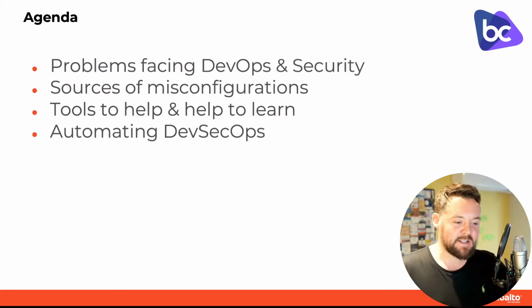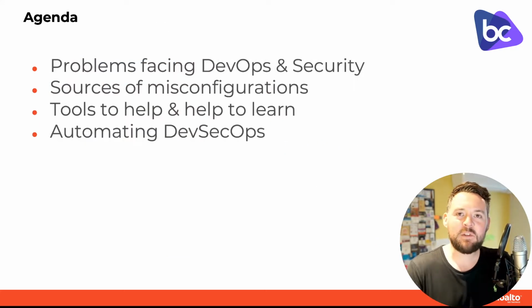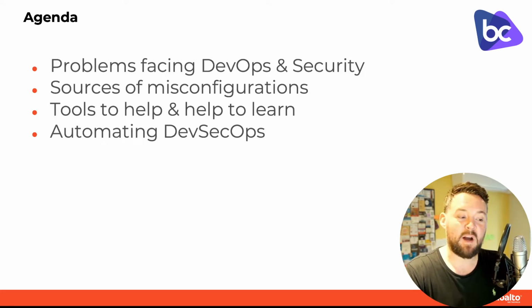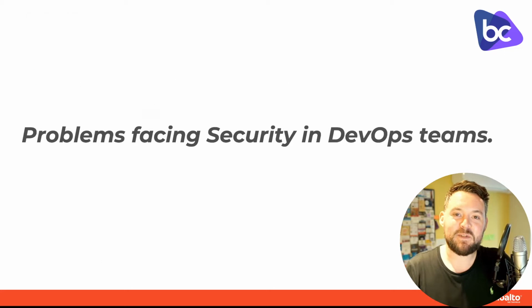Which brings us to today's session. Let's have a look at some of the problems facing DevOps and security. Once a team is working in that DevOps methodology, what issues do we have integrating security into that process? We're going to look at where some of these issues and security misconfigurations come from. Then we're going to dive into some open source tools and platforms that can help automate and mitigate a lot of these issues. So let's get started.